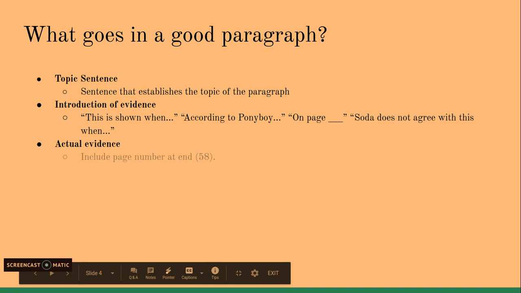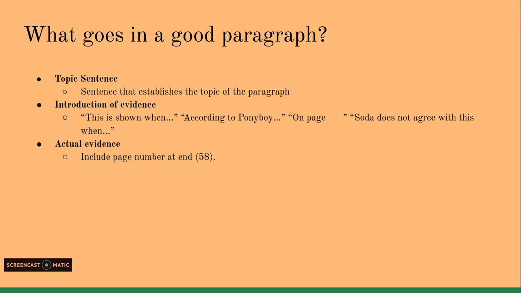And that actual evidence could be things like quotes. It could be events summarized. And you just need to make sure that you include the page number at the end. You can do that right after you list the event or the quote. It just goes in parentheses, like that 58 there, with the period after. So you put it inside the same sentence that the evidence is in, and the period goes after. We'll talk about that a little bit more on Thursday.